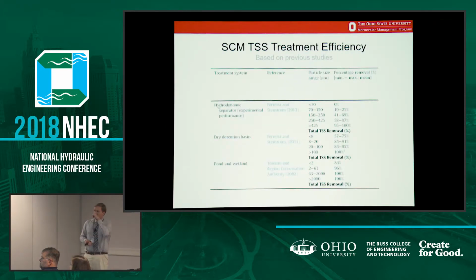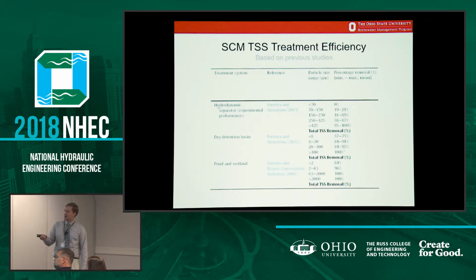In terms of TSS treatment efficiency, this is just some data from a previous study. You can look at the different BMPs here: hydrodynamic separator, dry detention basin, pond, and wetland. You get the idea that the hydrodynamic separators, for the smallest particle sizes, are really not providing any removal at all. And again, our median was right in the 60s for particle size, so you get the idea that this might not be the best treatment practice. For systems that have longer retention times, we're certainly going to see greater treatment, and even treatment of some of those clay-sized particles, the less than 2 micrometer sized particles, for a pond, in this case up in Toronto.